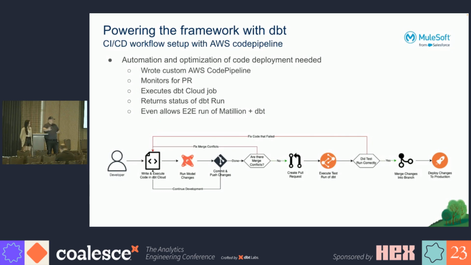Everything else was automated. AWS CodePipeline would recognize a PR has been opened, go run the test, and let you know if the test ran successfully or not. Because if the test didn't run successfully, I should not be merging the PR. I should wait until the test runs successfully.